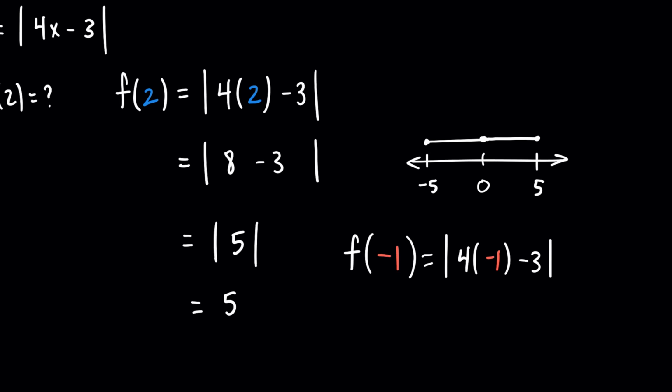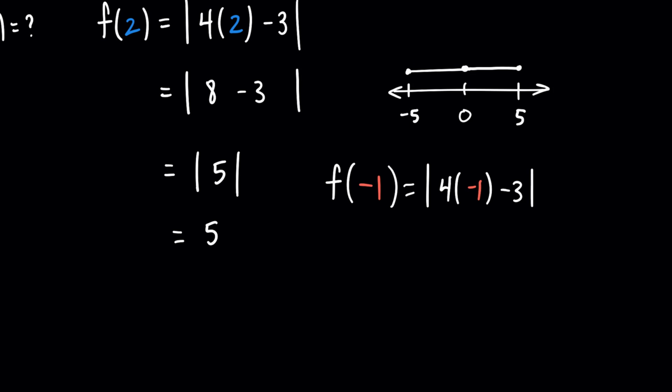Okay, so f of negative 1 is going to be the absolute value of, let's do 4 times negative 1. So that's negative 4 minus 3. We're going to take the absolute value of all that. Remember, before you do the absolute value, make sure you simplify everything inside first. So simplify everything inside the absolute value first, then take the absolute value.